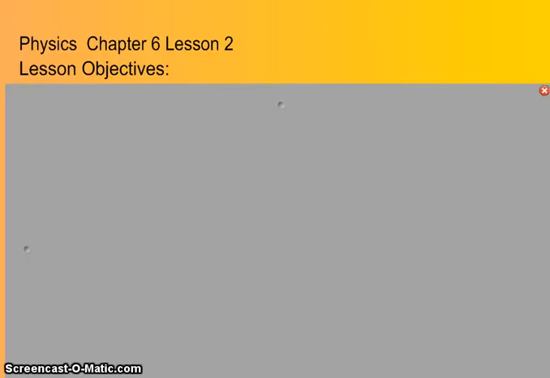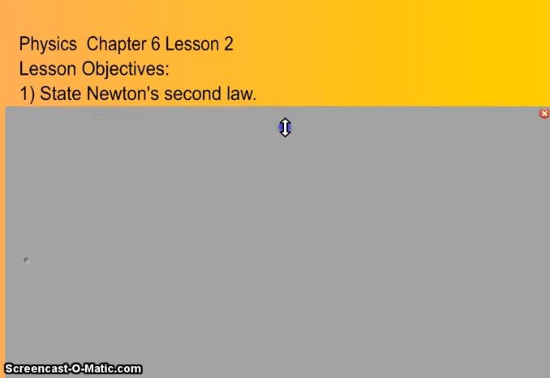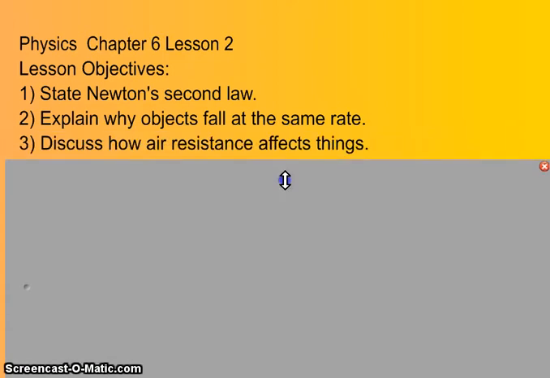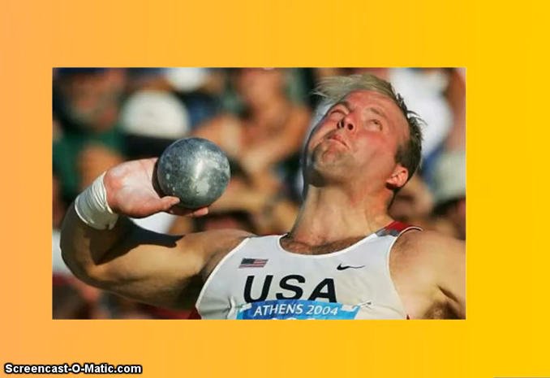Chapter 6, Lesson 2. We are studying Newton's second law. The lesson objectives for today's lesson are: 1. State Newton's second law. 2. Explain why objects fall at the same rate. A great mystery. 3. Discuss how air resistance affects things. These are our key areas of study for this lesson. Let's focus and learn about Newton's second law.